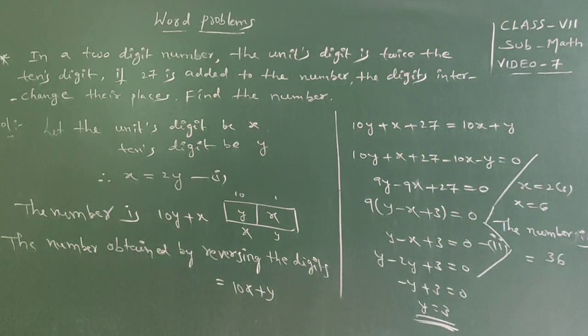On simplification, we will get y minus x plus 3 equal to 0. Already we have one relation between x and y, x equal to 2y. After substitution, we will get the y value as 3, x value as 6. So the number is 36. If you interchange the digits, 63. Meaning 36 plus 27 becomes 63 only. That is checking.